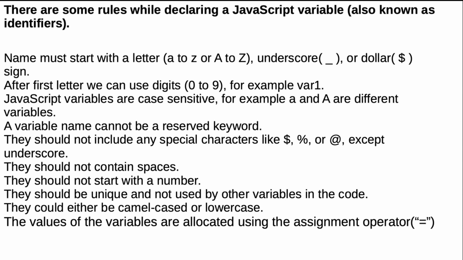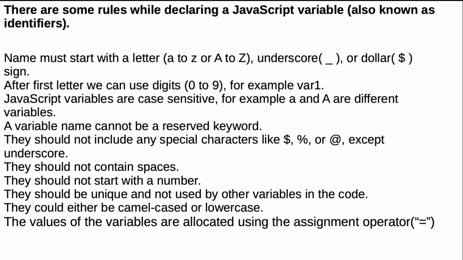There are some rules while declaring a JavaScript variable, which is also known as an identifier. First, the name must start with a letter, underscore, or dollar sign. After the first letter we can use digits 0 to 9. For example, where1 is a variable name. JavaScript variables are case sensitive. For example, small a and capital A are different variables.